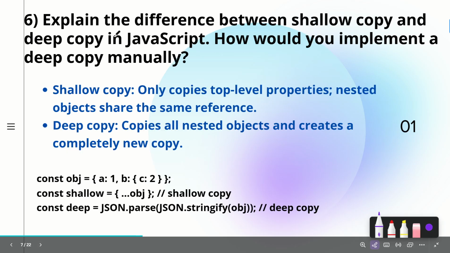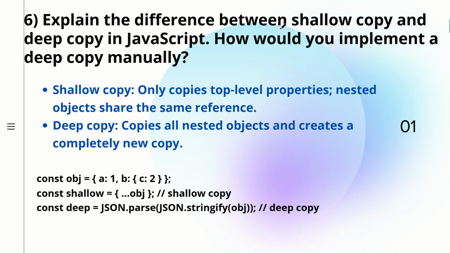Now, the sixth question which was asked was, explain the difference between shallow copy and deep copy in JavaScript. How would you implement a deep copy manually? So, the difference between shallow copy and deep copy. A shallow copy only copies the top level properties. Nested objects share the same reference. So for suppose in an object we are having an array, for that array they will be having the same reference. So it is only going to copy the top level properties, but the nested properties will not be copied.